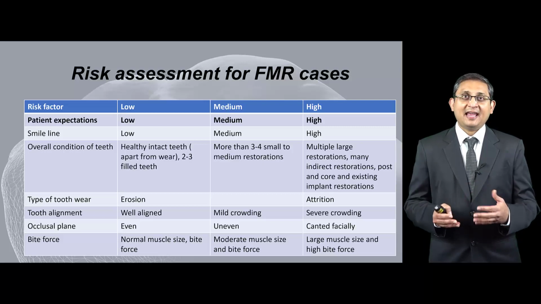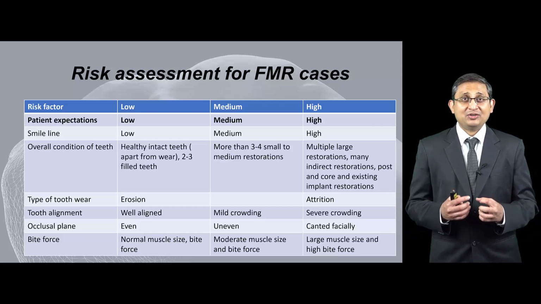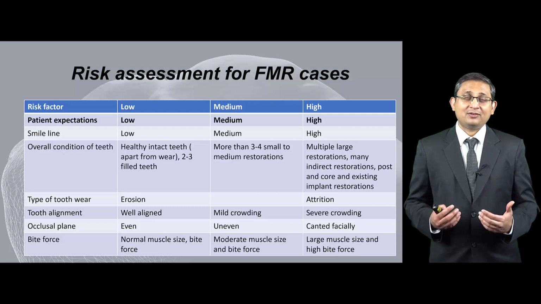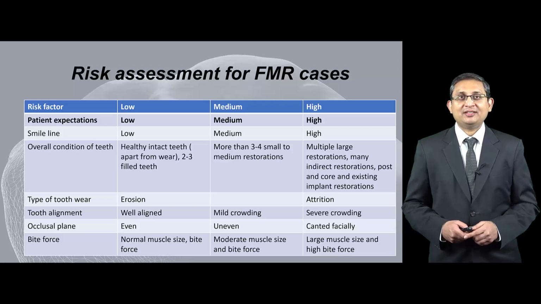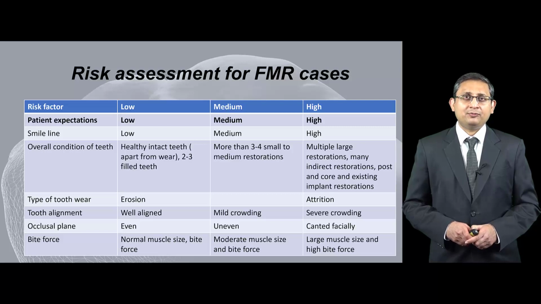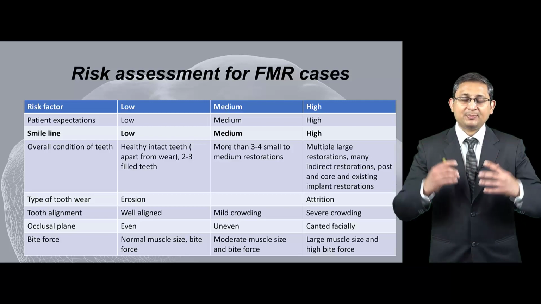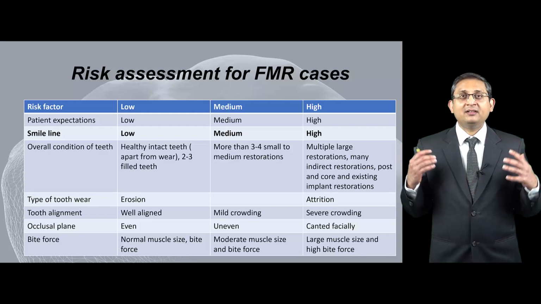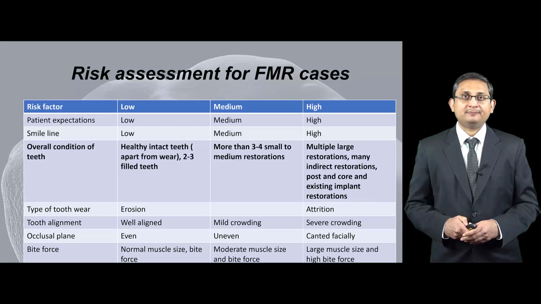If anything, I would scare the patient from the beginning. I would give them all the horrible stories because I want to make sure that they trust me to do that treatment. So if patient expectation is low, then low risk, medium risk. If patient expectation is high, then it's a high risk, and you really need to think whether it's worth taking on that patient or not. The second thing is their smile line. If the patient's got a really high smile line and is showing everything, then obviously it's a high risk. Compared to the patient with a low lip line and low smile line, it's a low risk patient.